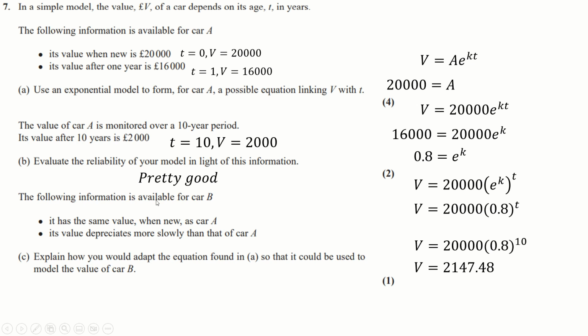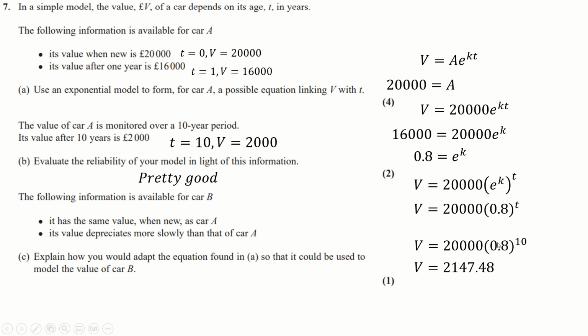And then the following information is available for B. It has the same value when new as car A. Now, that means if you were going to model it, A would still have to be this, because when t is 0, we still have the same value. It depreciates more slowly. So if it depreciates more slowly, it's worth more after a longer period of time. That means we need to make this number, which is the number that's essentially bringing the thing down when you raise it to the power of t.